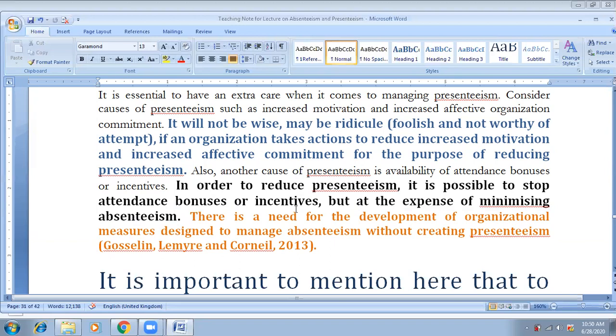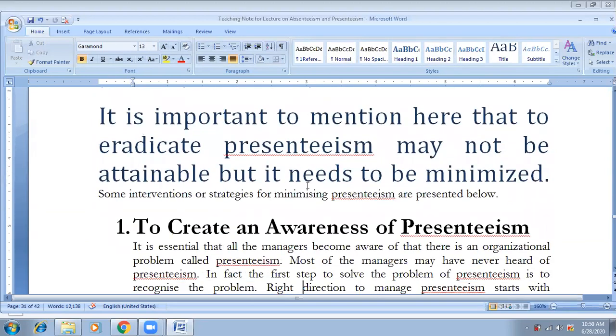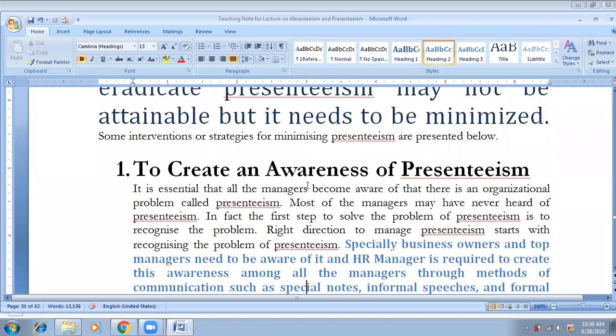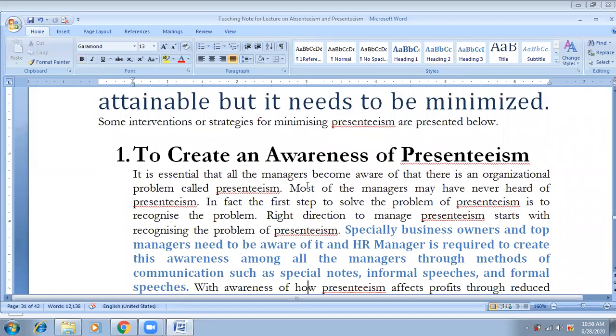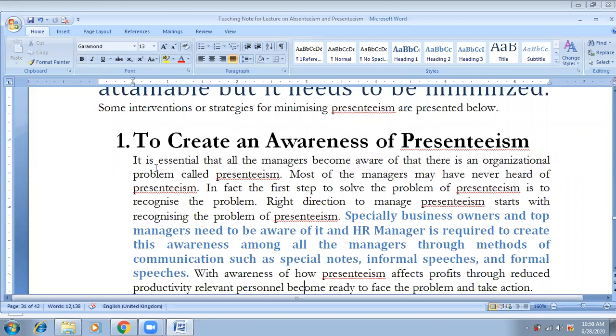Don't try to increase presenteeism while decreasing absenteeism. One way, the company is winning. The other way, the company is losing. Therefore, be careful. Right. Okay, then some interventions or strategies. To create an awareness of presenteeism. That's one thing.